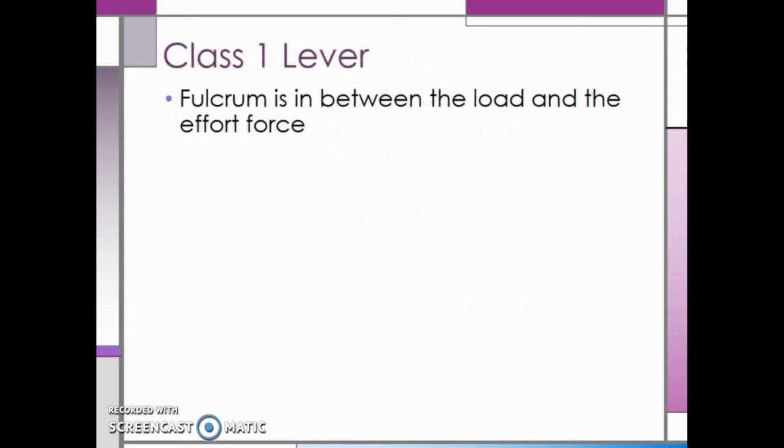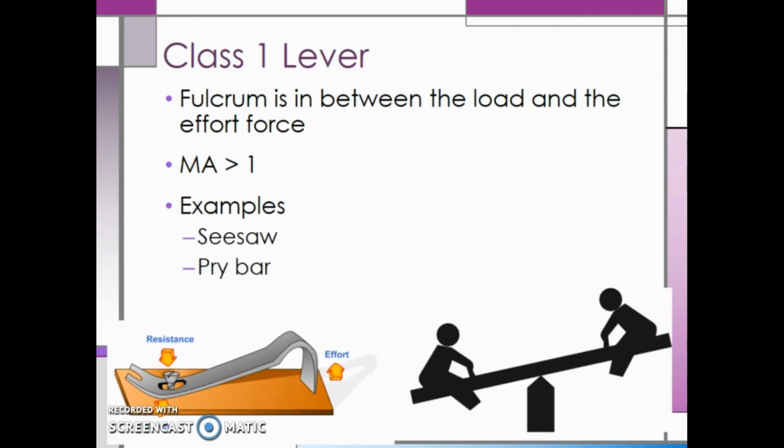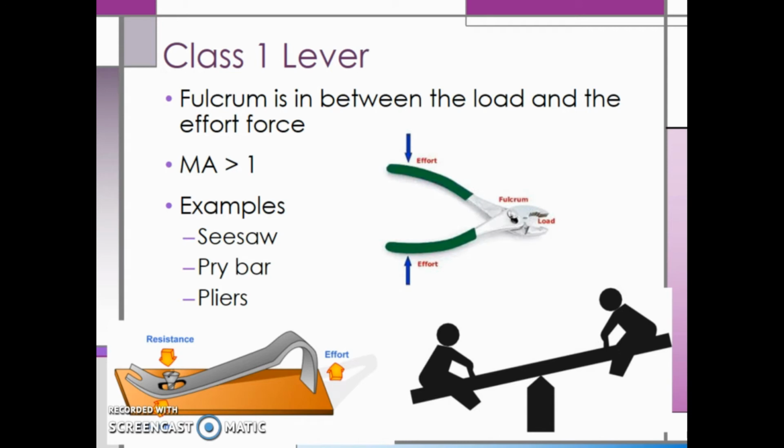In a first class lever, the fulcrum is between the load and the effort force. In a first class lever, the mechanical advantage is always larger than 1. A first class lever is used when we need the load force to be larger than the effort force, even though the load force cannot be moved as far. Some examples of a first class lever are a seesaw, pry bar, or pliers. In each of these examples, we apply an effort force on the opposite side of where the load force is located.